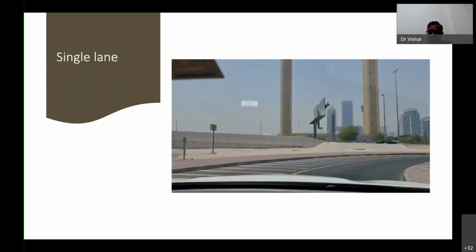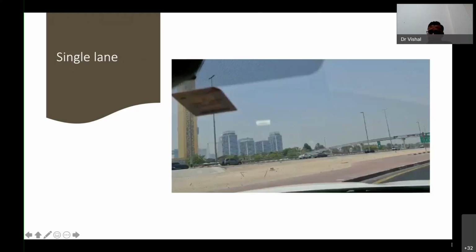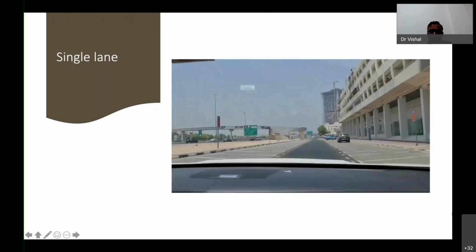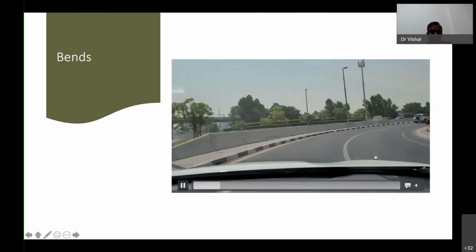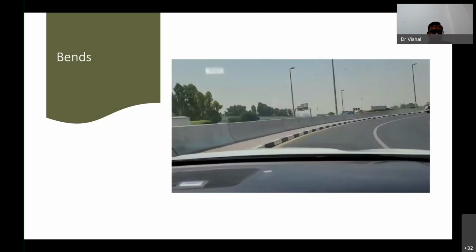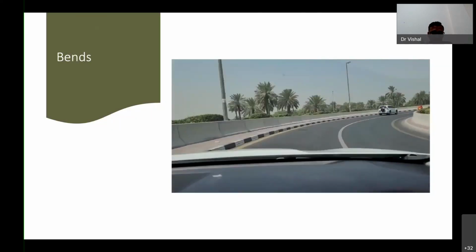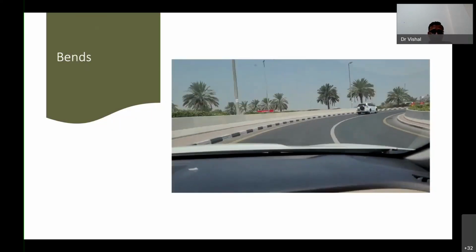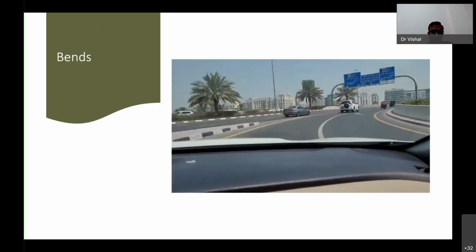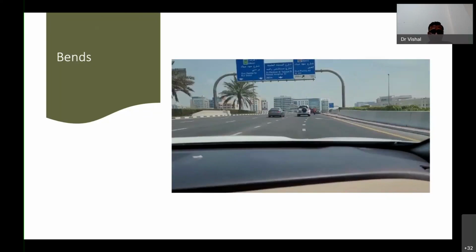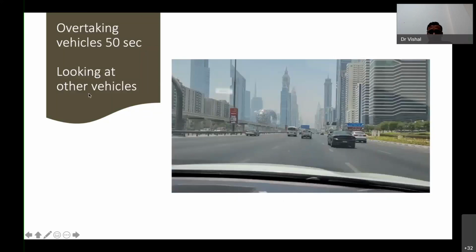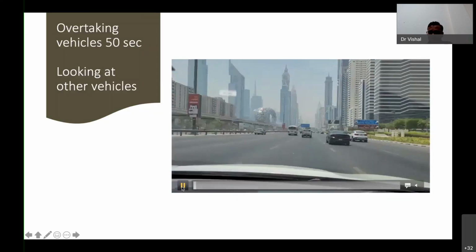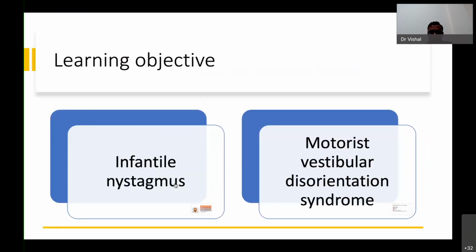Usually single lanes are not a problem. In single lanes they can go comfortably, and in bends they have issues, like particular bends, right sided bends, or left sided. If they have one sided issues, they will have only one sided bend issues. For example, some patients told me they have issues on turning to the right. Some patients told me they have issues on turning to the left. I am going to show you that analysis. And the next is overtaking. I have shown overtaking, and looking at other vehicles while driving also can create a feeling of dizziness. So this is about this.